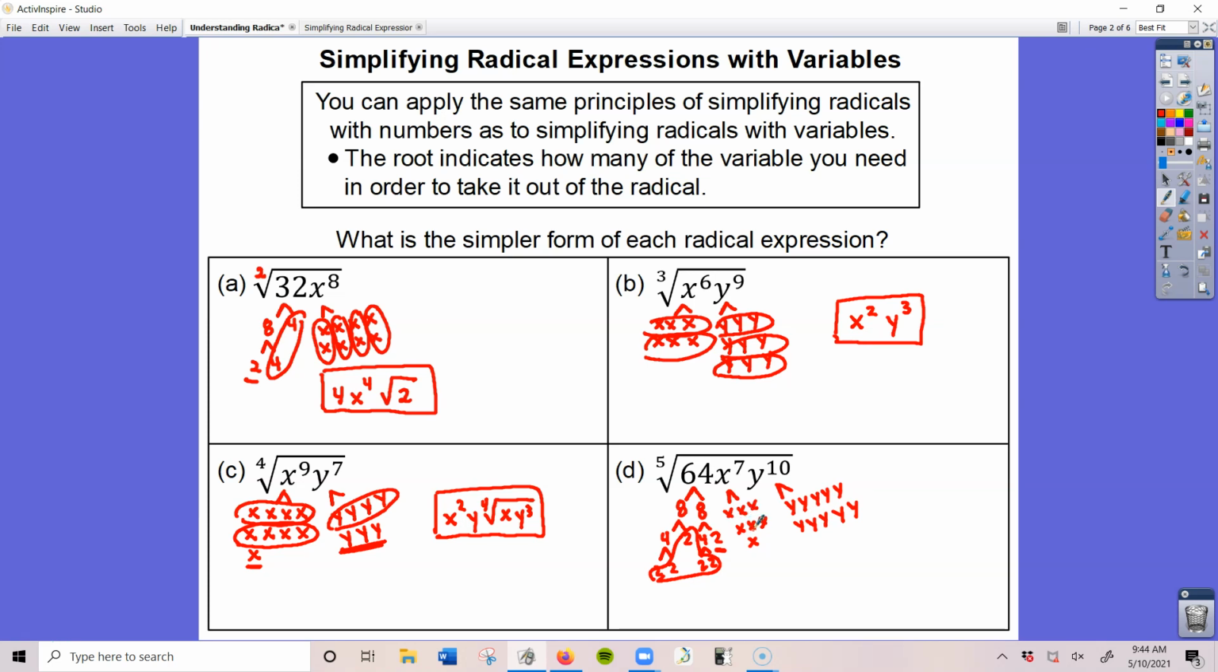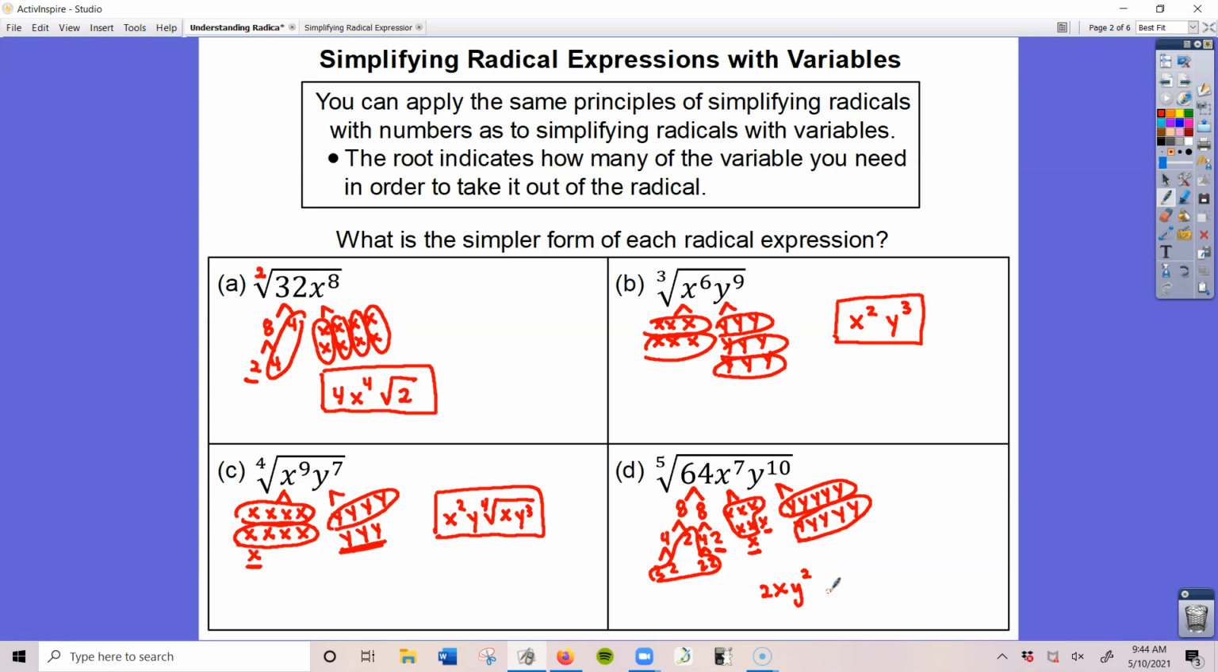So we need 5. So here we have our 5 x's with 2 that are left over. And then here we have 5 y's and another set of 5 y's. So let's see how to write this answer. We have a group of 2's, a group of x's, and we have 2 groups of y's, meaning y to the 2nd.